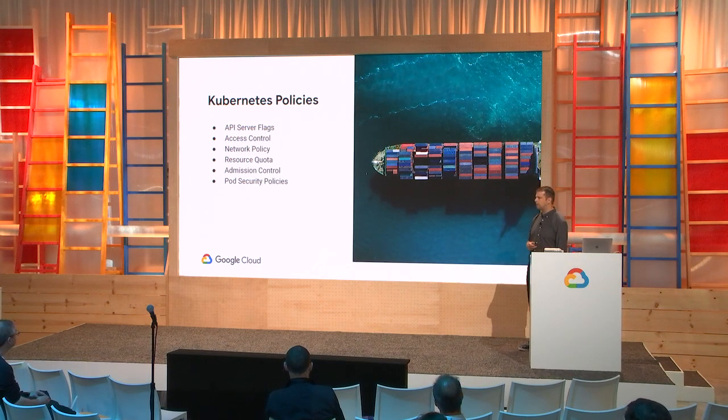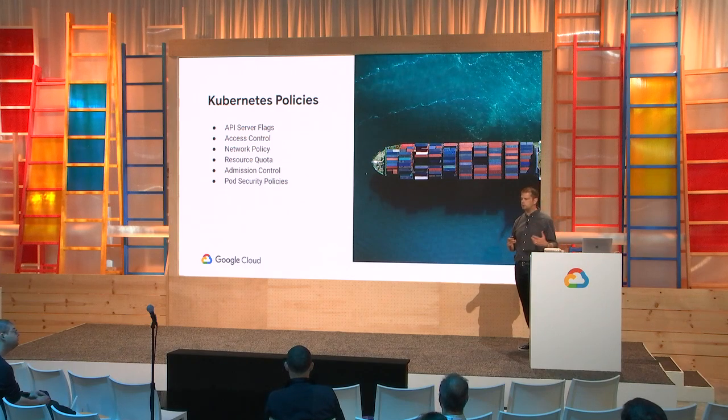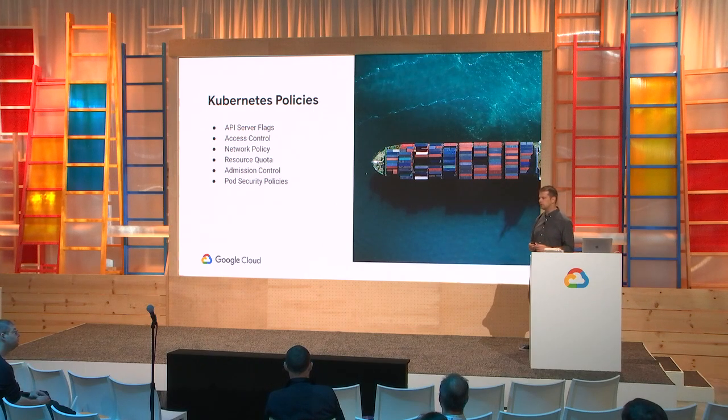Access control I mentioned already. RBAC is, I think, the best and most widely used way of managing that on Kubernetes, but there are a number of other ways you can manage access control. Network policy I mentioned. Resource quota is a way to set up policies about who can do what in terms of resource consumption. So CPU, memory, number of processes running, that sort of thing.